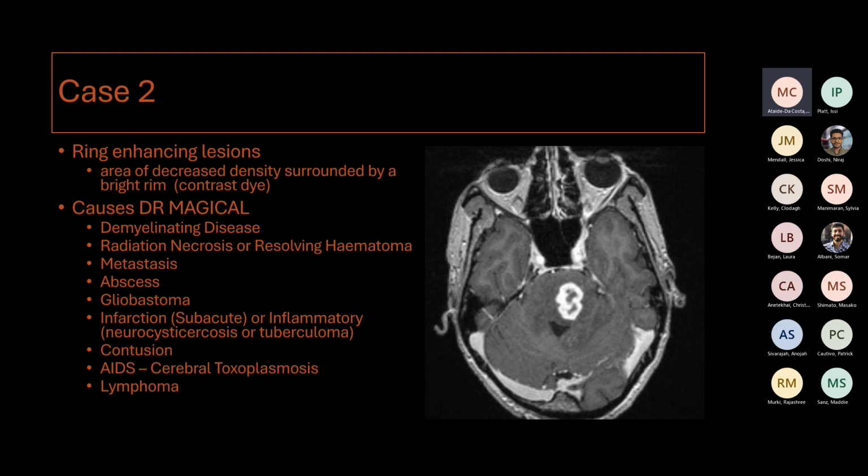The I is for infarction or inflammatory. The C is for contusion, cerebral contusion. The other A is for AIDS, so cerebral toxoplasmosis. And the L is for CNS lymphoma. So this is a good mnemonic to remember when you're on neurology and someone asks what the causes of ring enhancing lesions are. The two big ones for this patient would be cerebral toxoplasmosis, but also lymphoma due to the HIV.